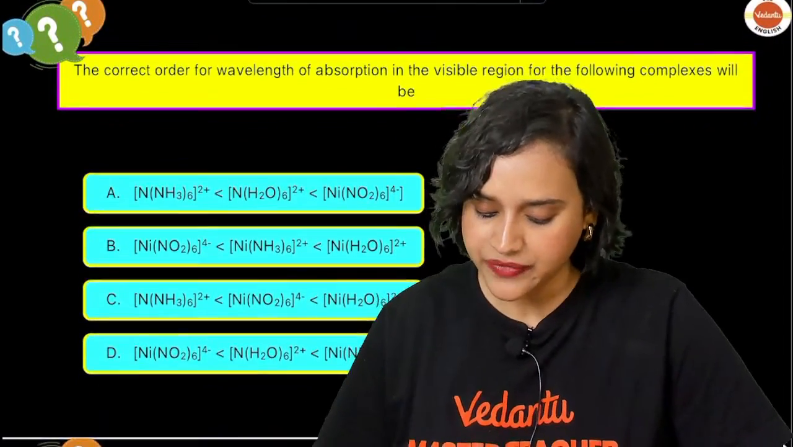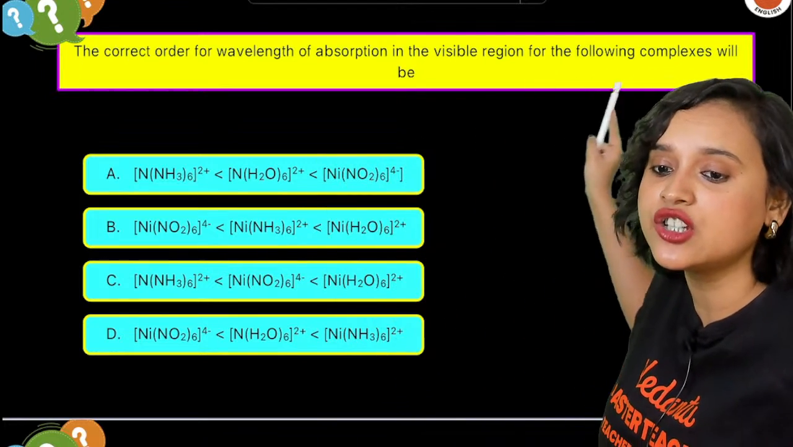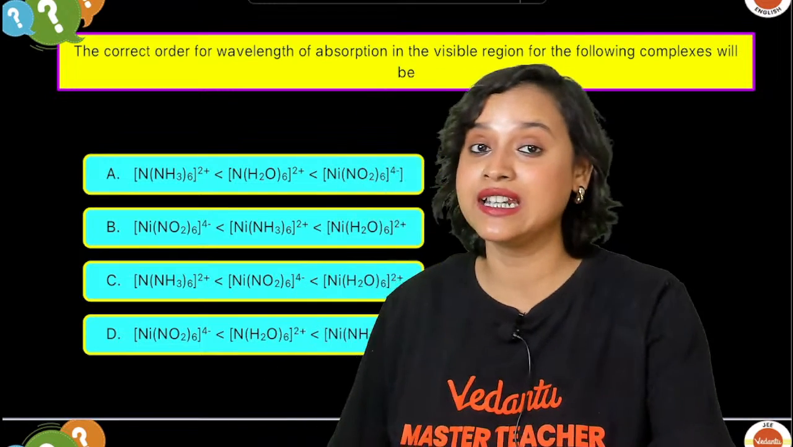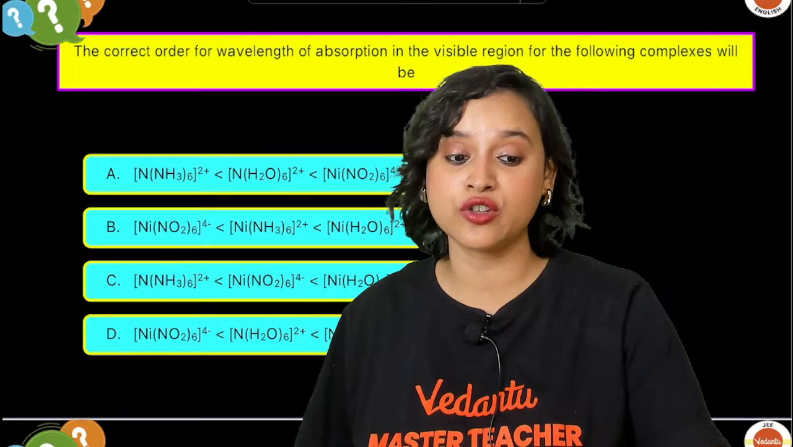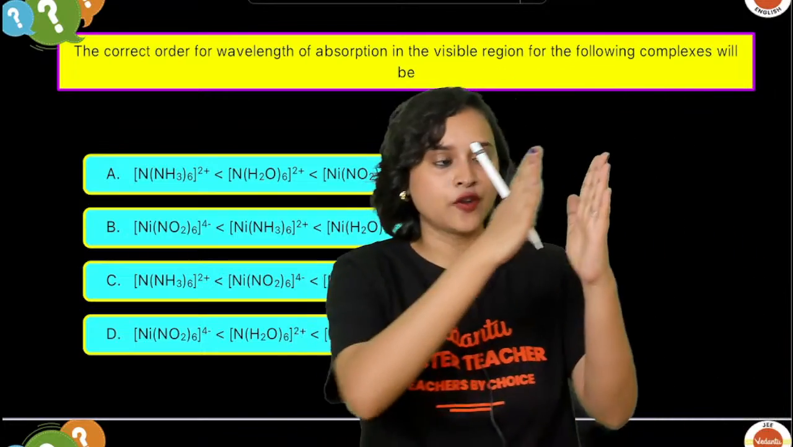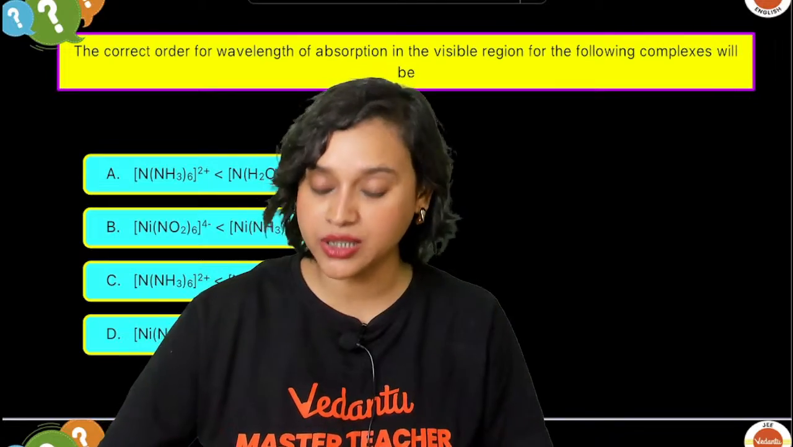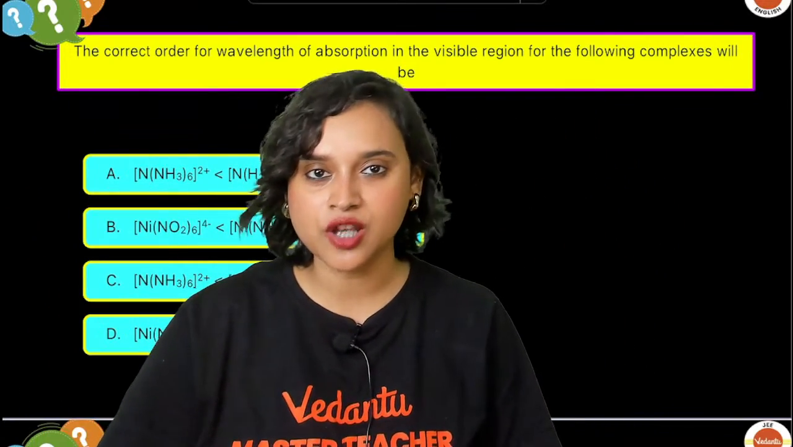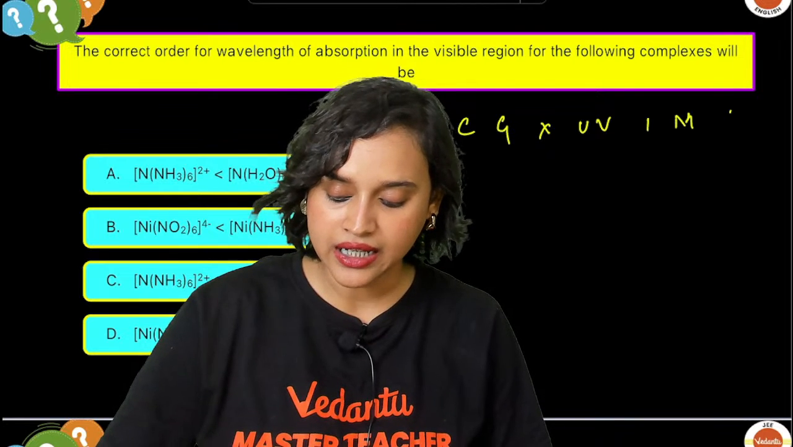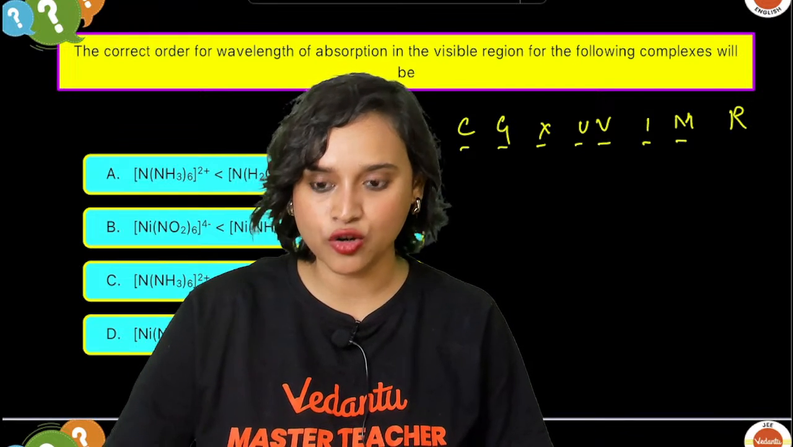Chalo, guys. Next question. The correct order for wavelength of absorption in the visible region of the following complexes will be what? Here we will be using the spectrochemical series. Students were asking which one is what. Let me tell you. I have given you some mnemonics to remember the absorption spectra: this means cosmic, gamma, X-ray, UV, visible, infrared, microwave and radio wave.